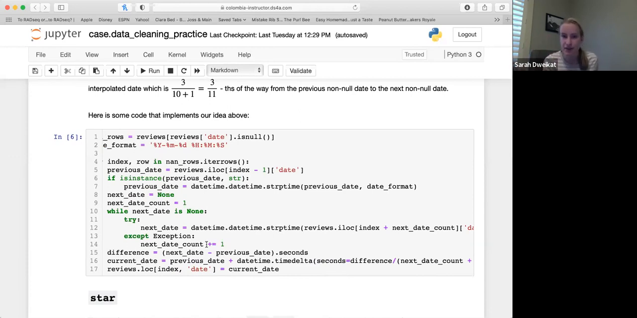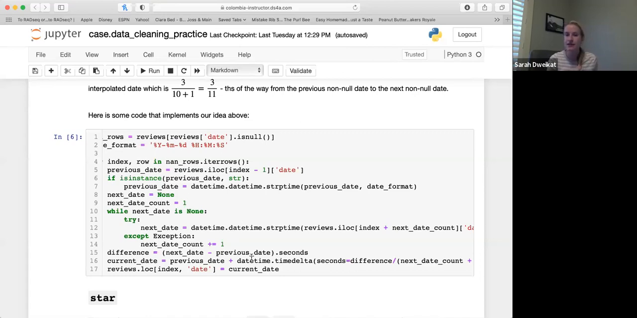But if it pops out an error, right? If there's nothing there, it's going to give us an error. There's no date time here to convert. There's no string to convert to date time. If we get that error, we have this except here, which will say add 1 to our next date count.